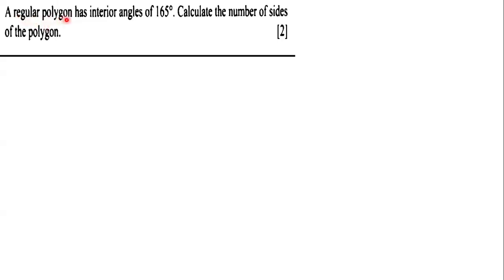A regular polygon has interior angles of 165 degrees. Calculate the number of sides of the polygon.